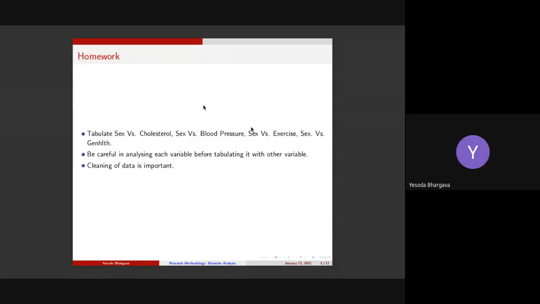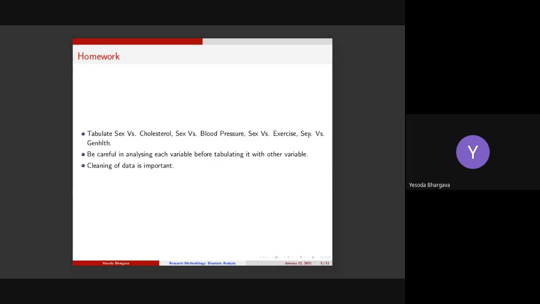So this is your homework in the data set that you have. You will have to see how the sex variable correlates with cholesterol using a contingency table, versus blood pressure. The blood pressure question is, have you ever been told by a physician that you have high blood pressure or low blood pressure? Similarly for cholesterol. For the exercise question, it is, do you exercise? Just try to see how many males exercise and how many females exercise, and see the percentage also. And when I say tabulate, that means both absolute numbers and percentage.